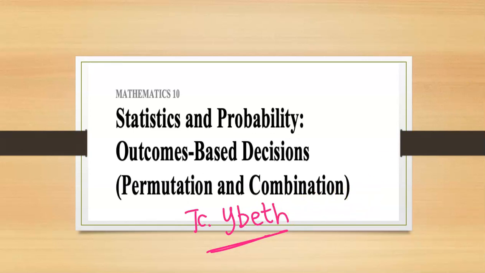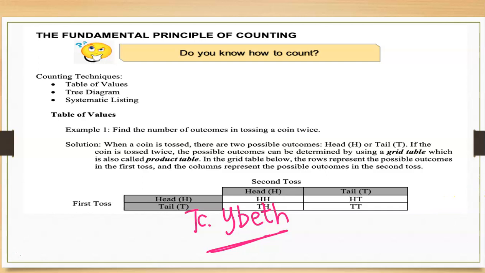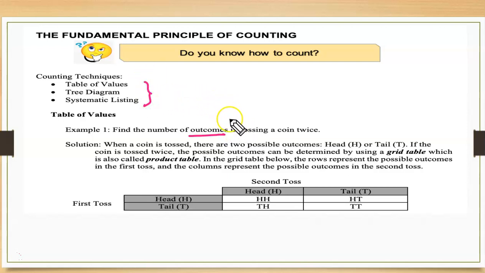So for this first part of the lesson video, let's have first the fundamental principle of counting. Do you know how to count? Most of our answers, of course, are yes. But don't you know that there are three counting techniques that we may study? For probability and statistics, we will be focusing on outcomes or possibilities or ways. So let's focus our attention on counting to get the possible outcomes, possibilities, or ways. Let's discuss one by one the different counting techniques.